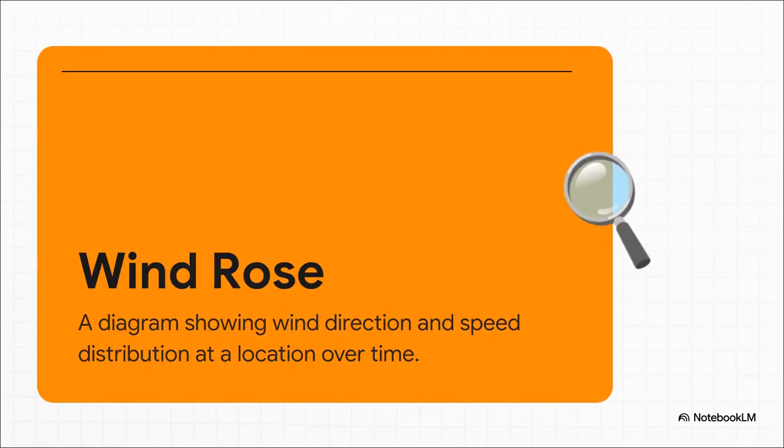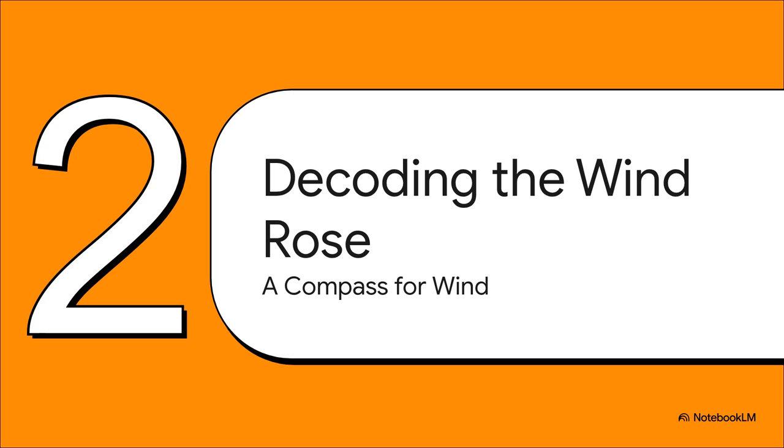And this brings us to the hero of our story today, the windrose. Now, this isn't just some pretty abstract diagram. It's an incredibly powerful tool. What it does is take a whole bunch of complex weather data, sometimes collected over months or even years, and it boils it all down into one single, easy-to-read picture that literally tells you the story of the wind at that location.